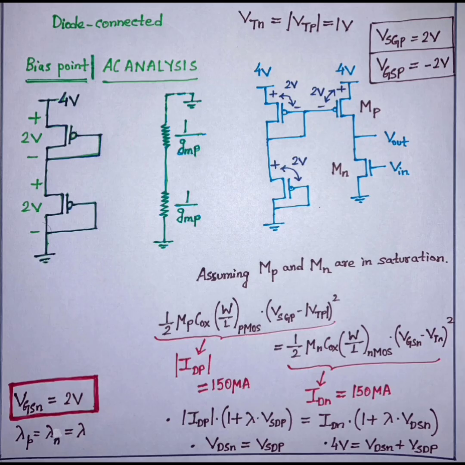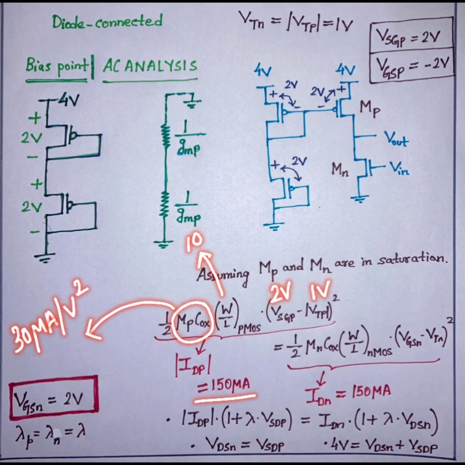As I told you earlier, the current which will be flowing through the PMOS and the NMOS has to be equal. So if you just calculate, because you know mu P COX into W by L of the PMOS, we have the values, and we are just assuming that it is in saturation, and then you have that VSGP value also, and VTP value is also given. That will give the value as 150 microampere.